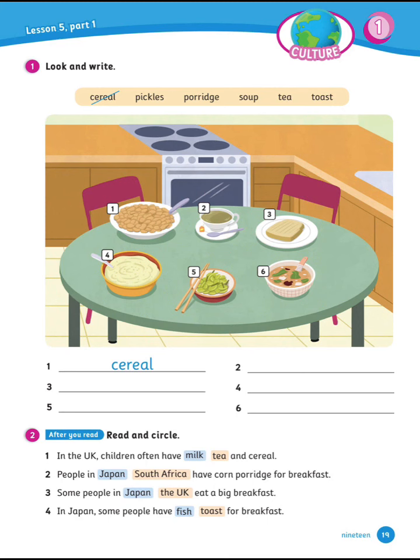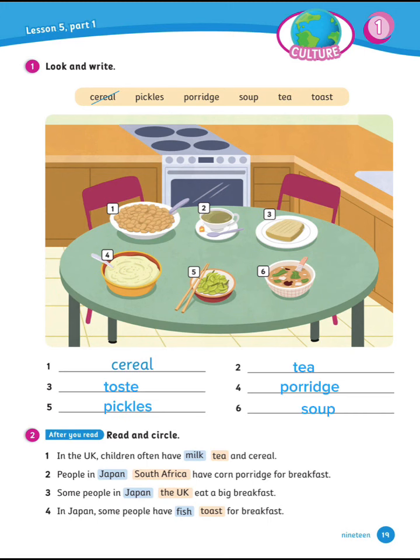Lesson 5, Part 1. Exercise number 1. Look and write. Look at the picture of different types of dishes on the table. Then, write the name of each dish. Number 1. Cereal. Number 2. Tea. Number 3. Toast. Number 4. Porridge. Number 5. Pickles. Number 6. Soup.